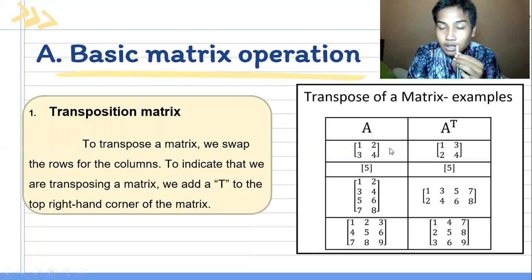For the example, as you can see in this table, A is the regular matrix and this is the transpose matrix. As you can see, the rows are 1 and 2 and the columns are 1 and 3, 2 and 4. And if you transpose it, the 1 and 3 become the rows and the 1 and 2 become the column. The vertical becomes horizontal and the horizontal becomes vertical, as you can see here.